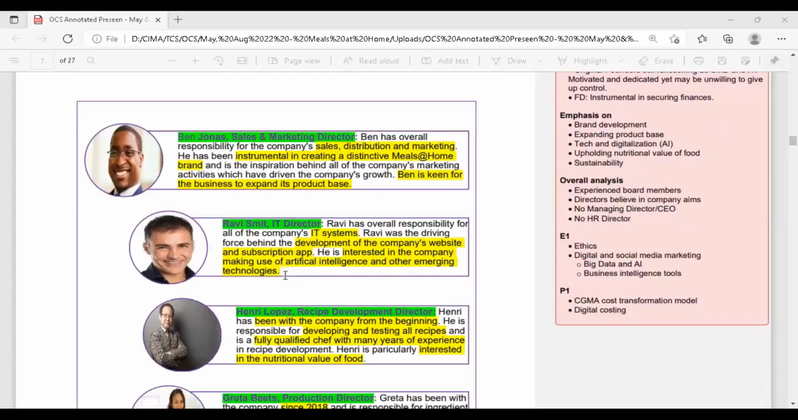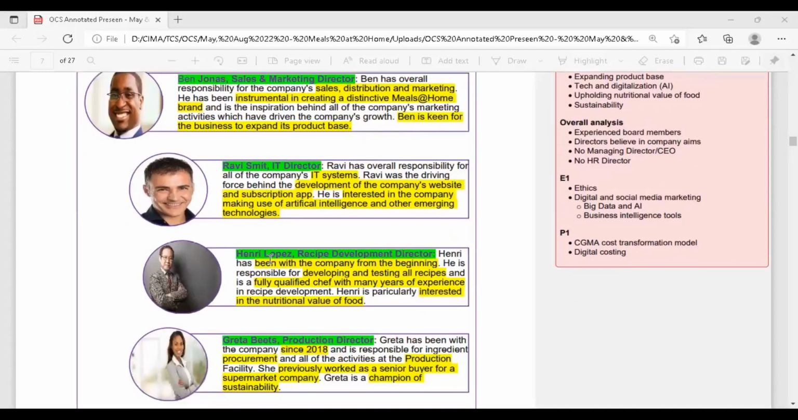Again, the examiner is providing us a hint about what type of scenario you'd encounter at the real exam. So the IT director believes in bringing technological improvements. So that's something good to have within the board.